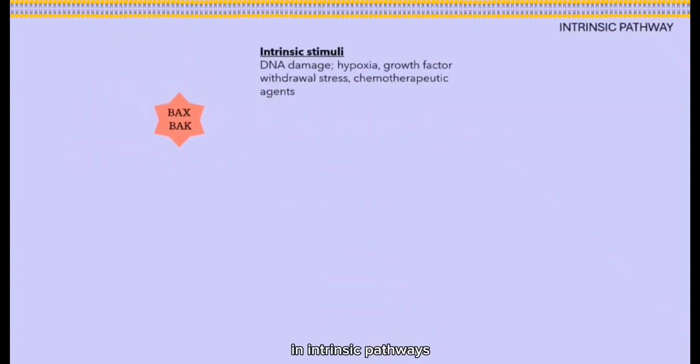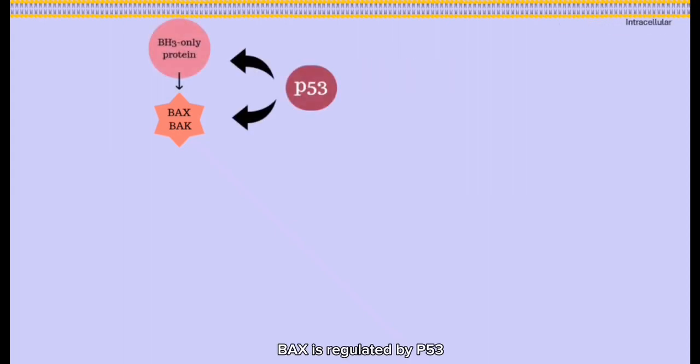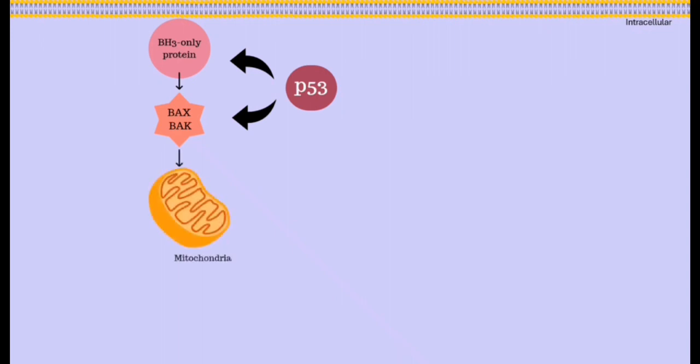In intrinsic pathways, internal cellular stimuli such as DNA damage, hypoxia, growth factor withdrawal stress, or chemotherapeutic agents alter the cell's capacity to keep its function and lead to apoptosis. BAX is regulated by P53 and triggers the pro-apoptotic BH3-only protein upon stimuli. The permeability of the mitochondrial outer membrane, known as MOMP, is altered, releasing cytochrome C into the cytoplasm, which functions as signaling molecules.